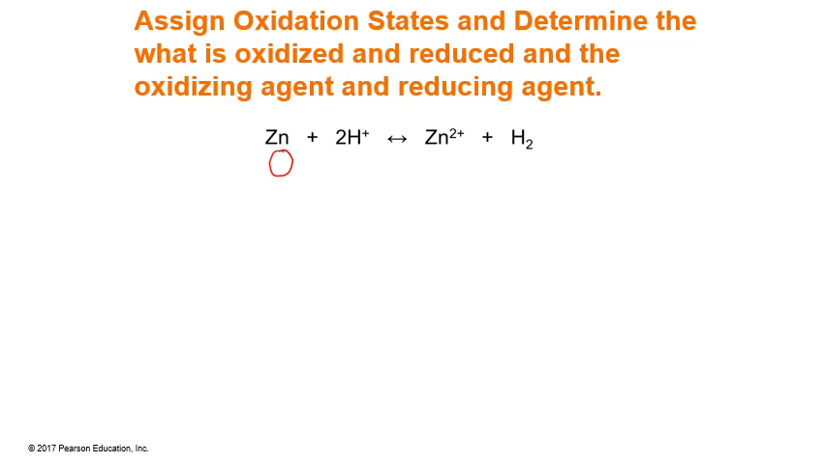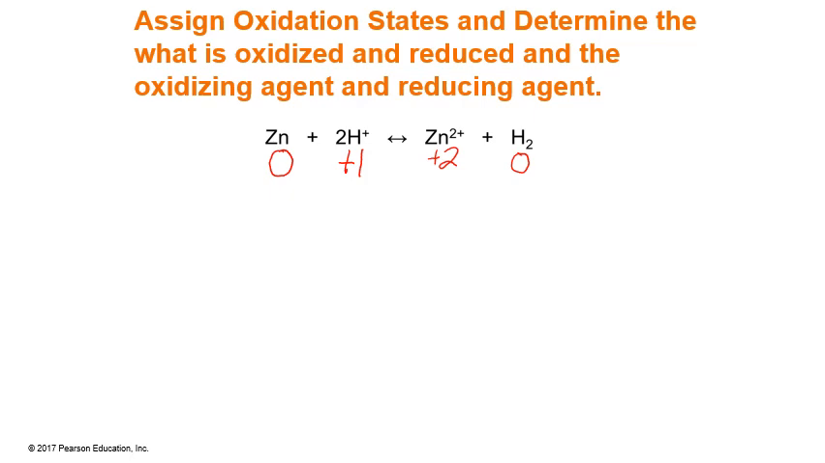How about hydrogen? Here we have hydrogen. We know the charge is +1 for hydrogen. That means each hydrogen is going to have an oxidation state of +1. Now we have zinc 2+. What is our oxidation state for zinc 2+? It's going to be equal to the charge, which is a +2. And hydrogen, H2, this is the elemental form. And so for elemental forms, our oxidation state is 0.